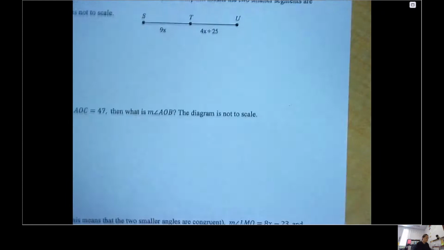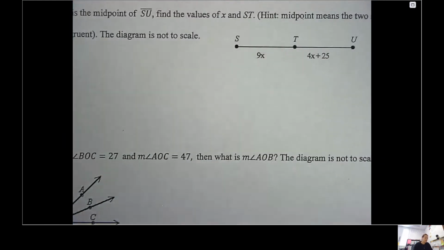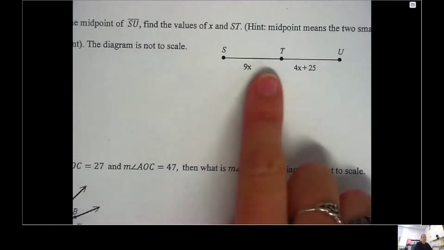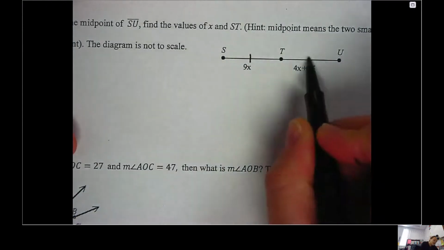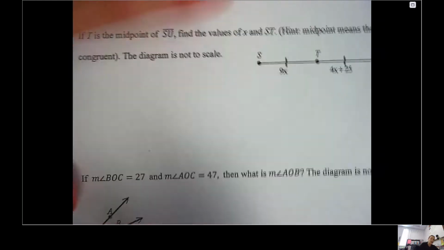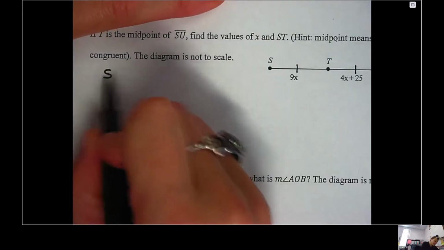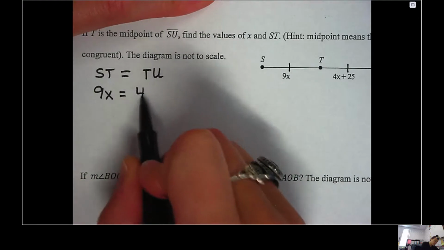Number 6. If T is the midpoint of SU, find the values of X and ST. Hint, midpoint means the two smaller segments are congruent. So if T is right in the center, that means this piece ST has to be exactly the same as this piece TU. If they are exactly the same, I can just take the two equations and set them equal to each other. So my equation is going to be this segment here, ST, is equal to this segment here, TU. So I've got 9x equals 4x plus 25.